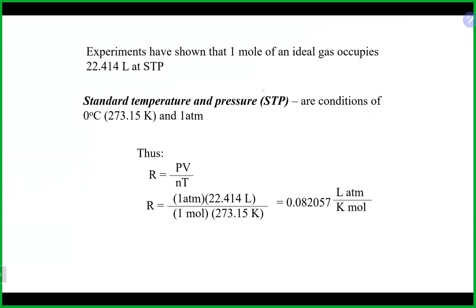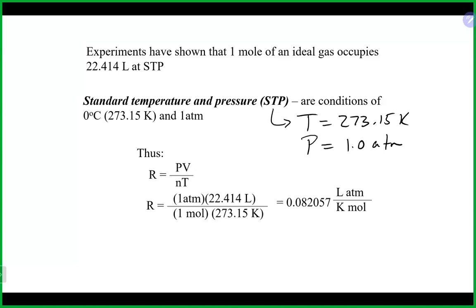Essentially, when you're given STP, it is giving you a value for temperature, and that value is 273.15 Kelvin. And it's giving you a value for pressure, which is basically 1 atmosphere. So if you're doing a calculation that involves the ideal gas law, you would put in 1 atmosphere for pressure and 273.15 for temperature. Anytime you use STP, that's basically what it means.